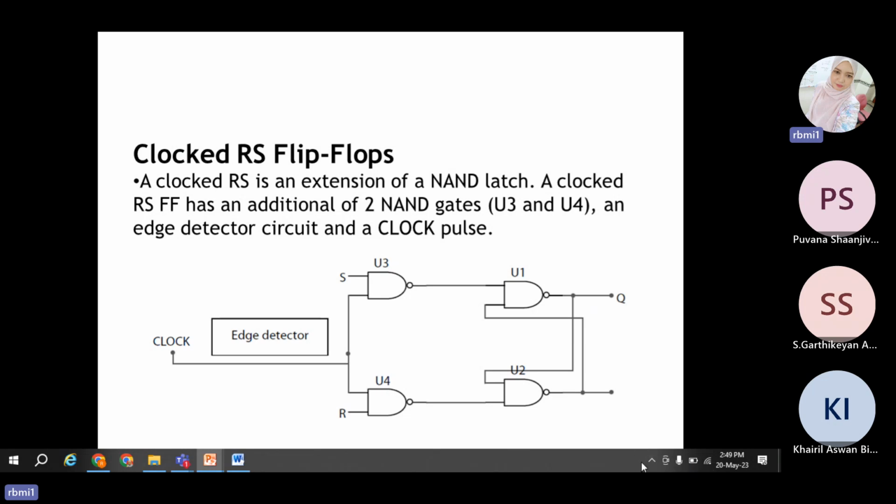Okay, the output of Q is synchronized with the clock signal and changes state only on the rising and falling edge of the clock. We will see that shortly. Clock RS flip-flops are widely used in digital circuits, particularly in applications where synchronization and timing are critical. That is why, because it is synchronized with the clock signal.